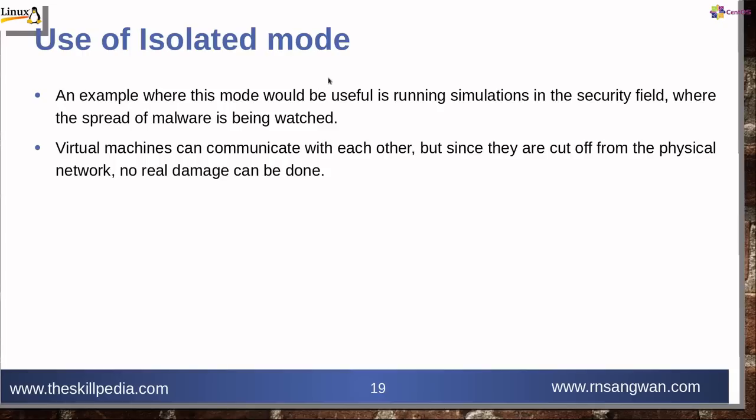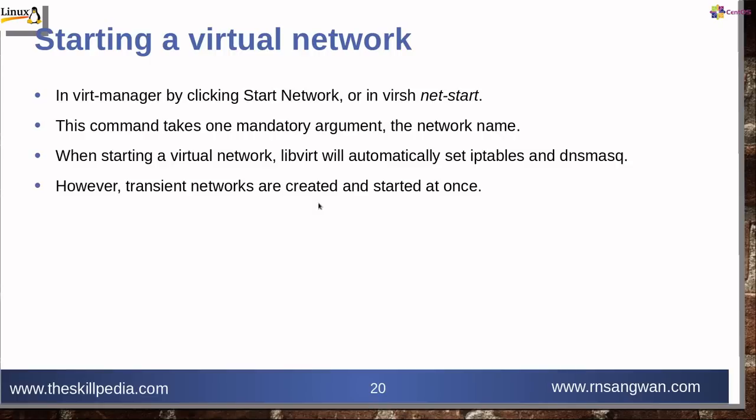Use of isolated mode. An example where this mode would be useful is running simulations in the security field, where the spread of malware is being watched. The virtual machines can communicate with each other, but since they are cut off from the physical network, no real damage can be done because they cannot reach the machine. So the machine can reach them, but they cannot reach the machine.